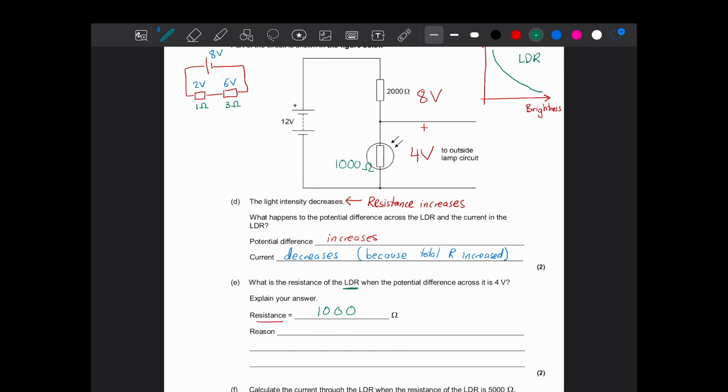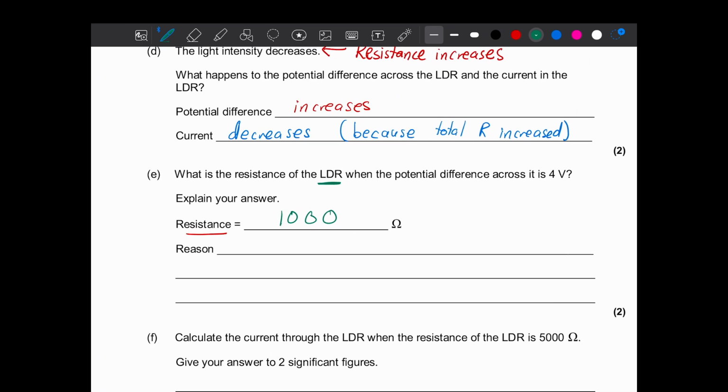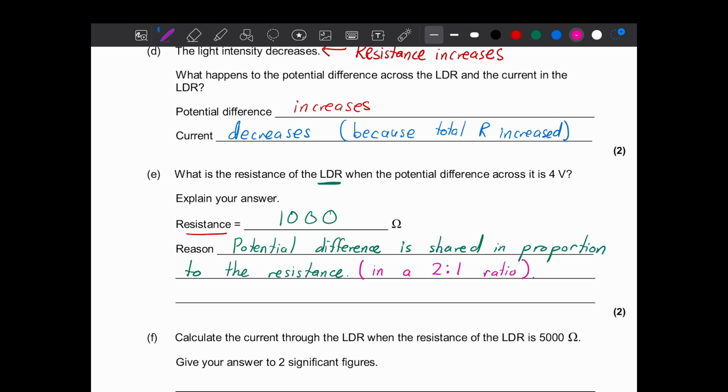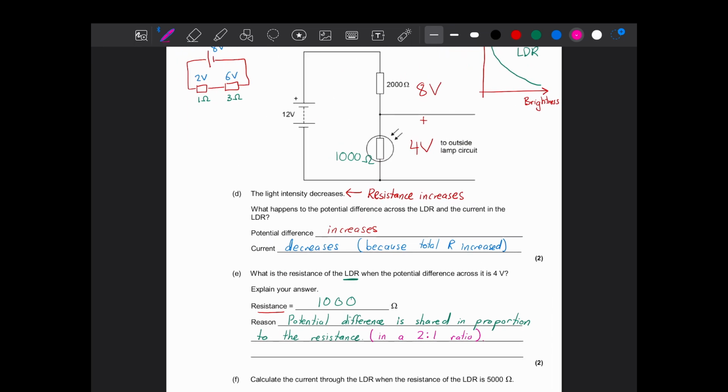And the reason for that, copying this out from the mark scheme: potential difference is shared in proportion to the resistance in a 2-to-1 ratio. Note that that last bit is not in the mark scheme. I'm just putting it in to remind you about the ratio between both potential difference and resistance over here.